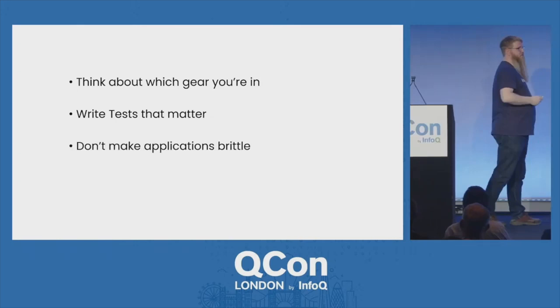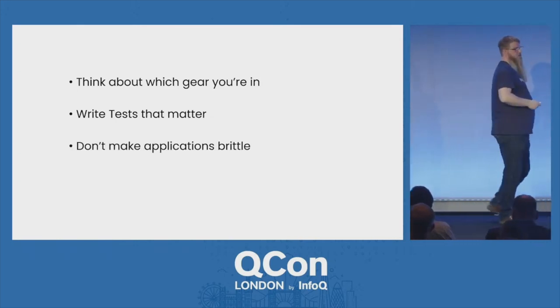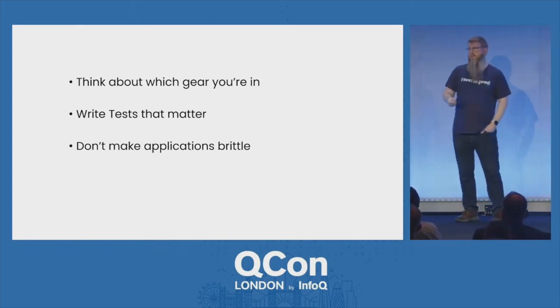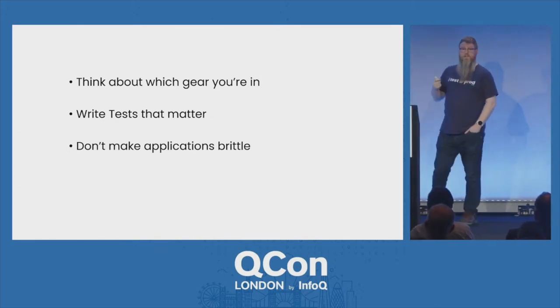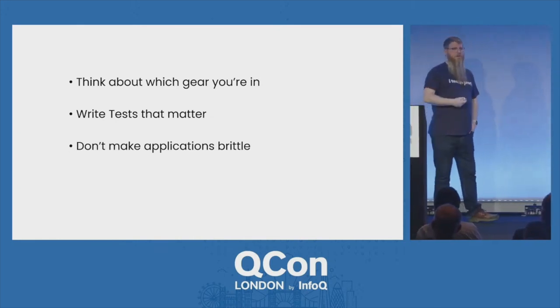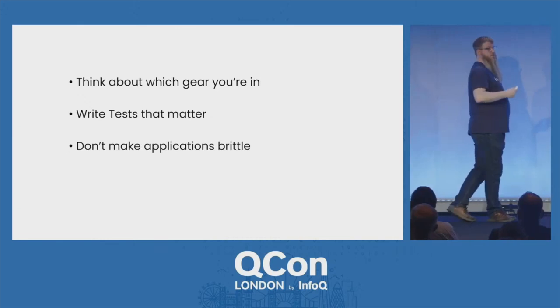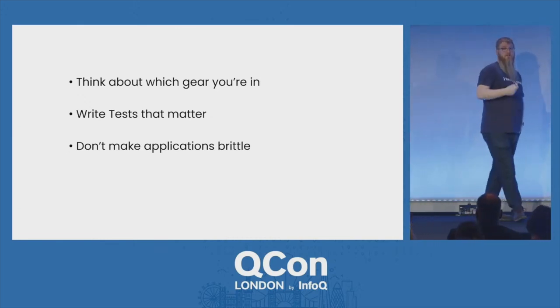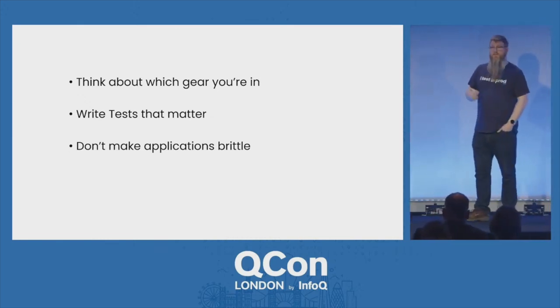Don't make your applications brittle. The more tests we write against methods and classes, the more brittle our application framework becomes. Because as soon as we try to make a change, we've got to change tests. Those tests cascade.